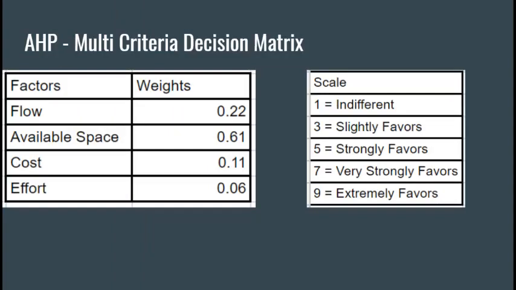We used analytical hierarchy process to determine the optimal layout because we wanted the voice of the customer to weigh the importance of different factors. The factors were determined by conversations with the customer. The customer used the scale on the right to compare each factor, which allowed us to calculate the weights.